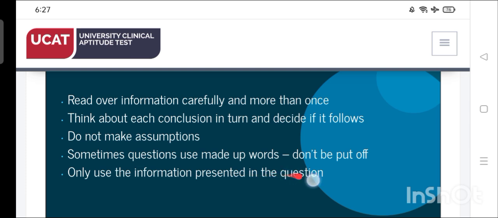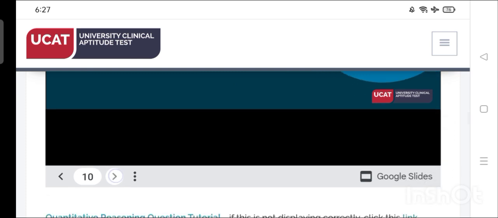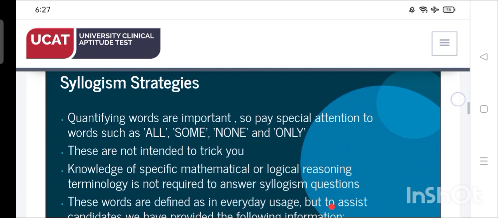Only use the information presented in the question. Again, the same thing: you do not need to make any assumption. You have to use only the information presented in the question. Then you can conclude your answer right and correctly. Otherwise, it could be proved wrong. That's why you only have to use the information that will be presented to you.